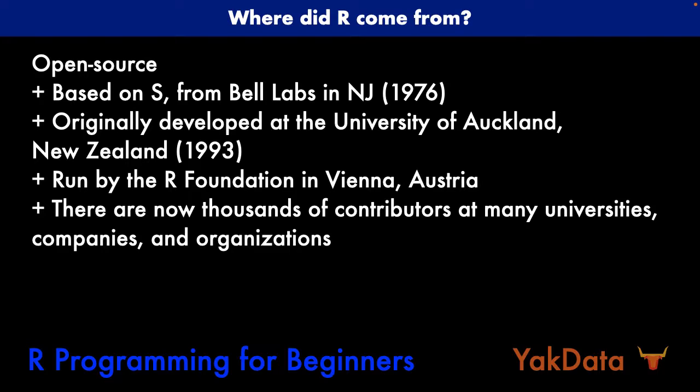Thousands of contributors, individuals, universities, companies, and organizations contribute to R, mostly through packages that you can install, also through the core R system. But the majority of people who contribute to R, in my experience and assessment, is primarily through the packages, the 19,000 packages that exist. And here's the open source R logo.